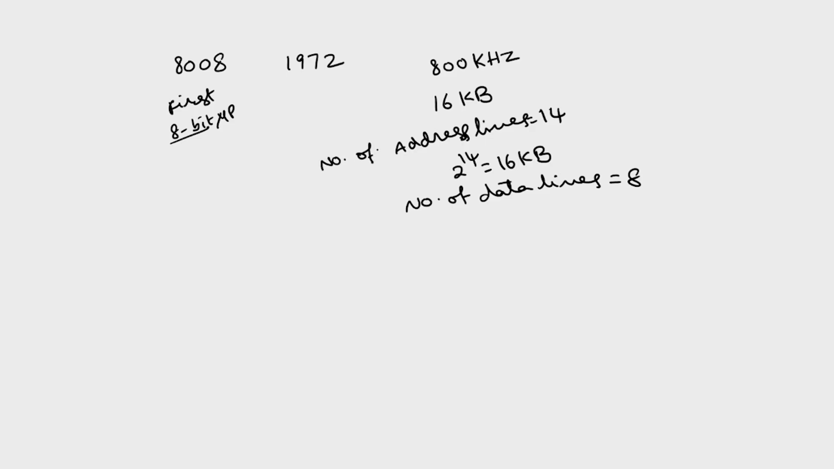And this is the clock frequency, the important parameters of any microprocessor. So how many address lines, how many data lines, what is the clock frequency? So these are the 3 important parameters. And of course, this was an 18 pin device.